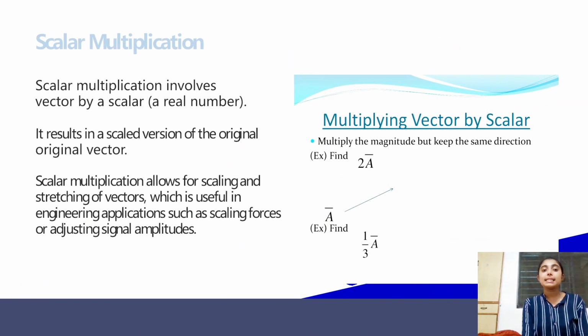Then scalar multiplication. Scalar multiplication involves multiplying a vector by a scalar, a real number. It results in a scaled version of the original vector. Scalar multiplication allows for scaling and stretching of vectors, which is useful in engineering applications such as scaling forces or adjusting signal amplitudes. Multiplying a vector by a scalar multiplies the magnitude but keeps the same direction. These are some examples.